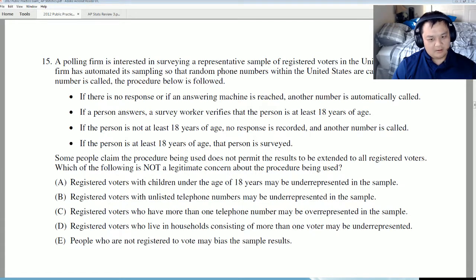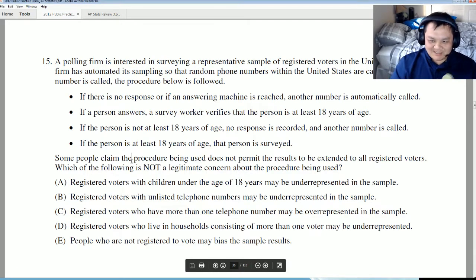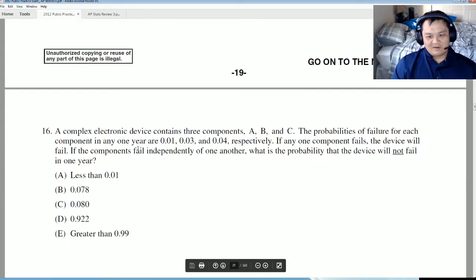So D is a legitimate concern. Registered voters who live in a household that consists of more than one voter may be unpermitted. Correct. There is a probability that the husband and wife might have different voter preferences. Again, 15 is a little bit weird. All right.